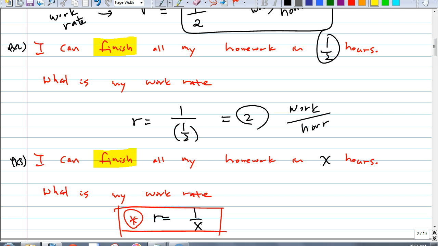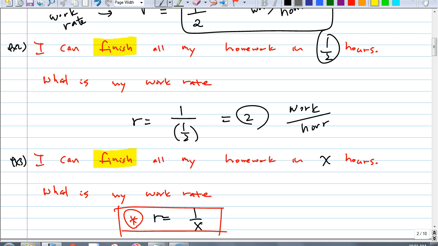If you do 100% of the job within the given time, it's always going to be 1 over how long it takes you to finish the job, because 1 means 100%, right? So that's the pattern. If they tell you that you could finish all your job in X hours, it's always going to be 1 over X. Reciprocal of X, in other words, right?